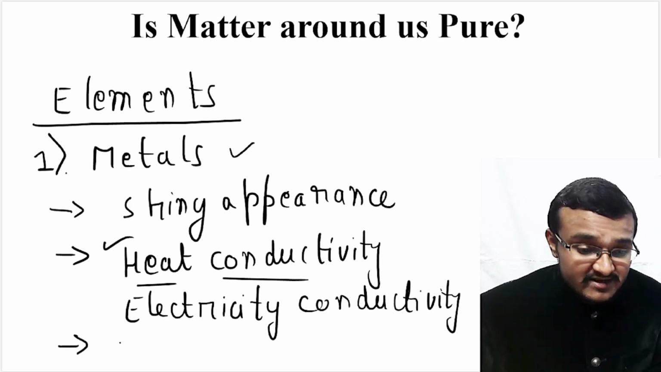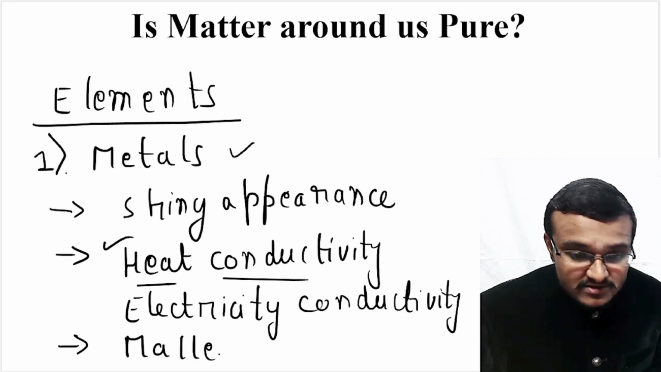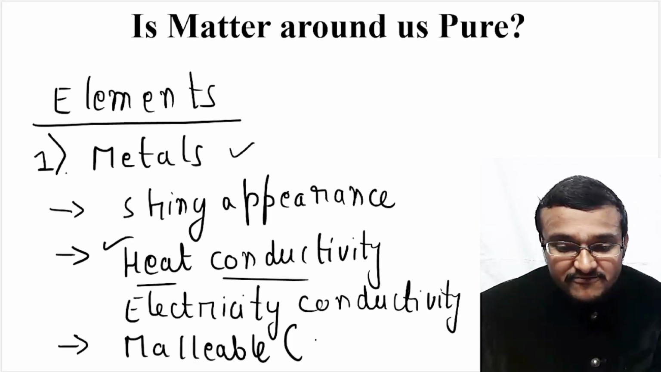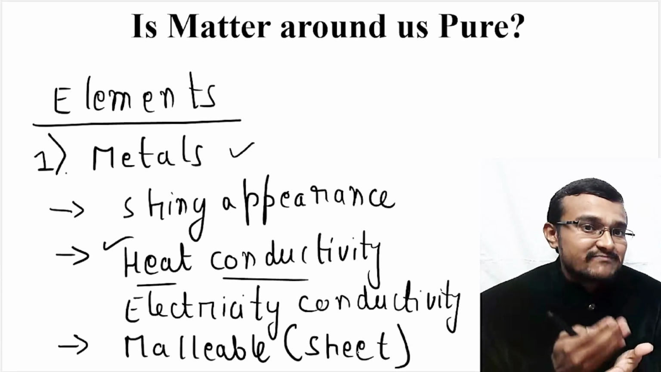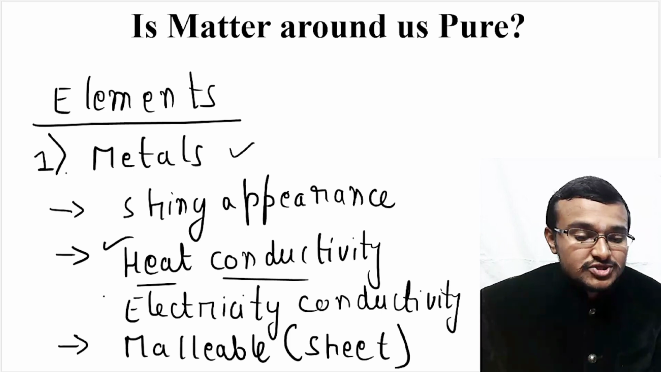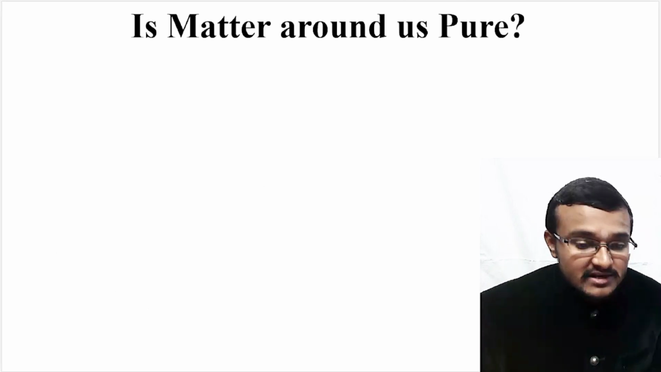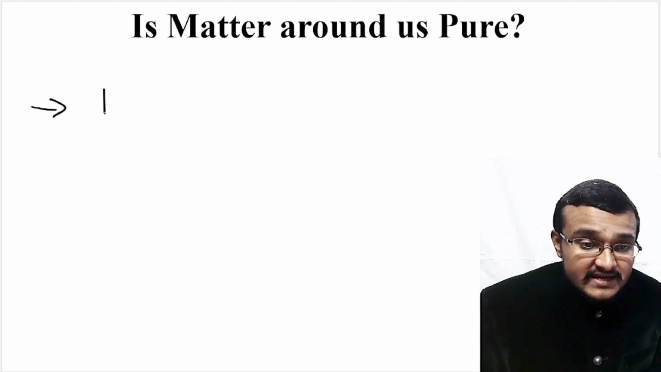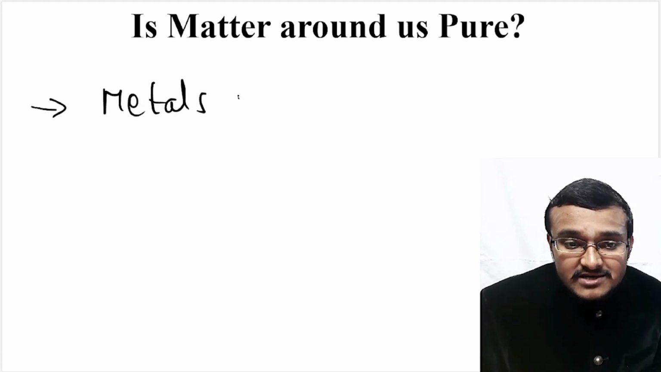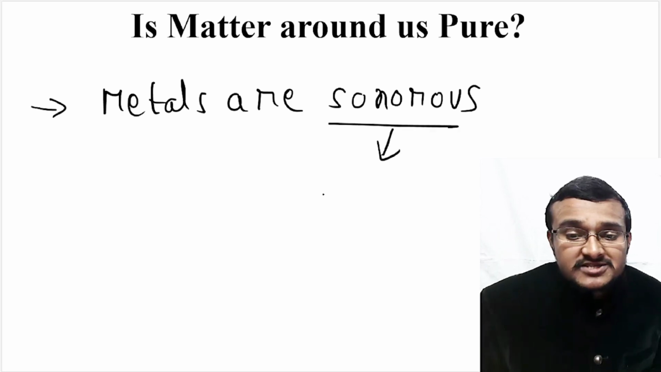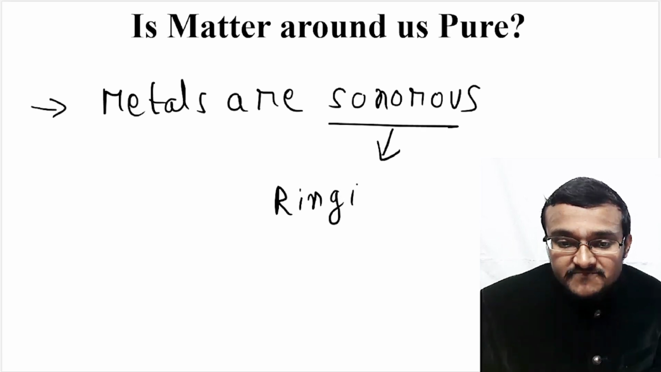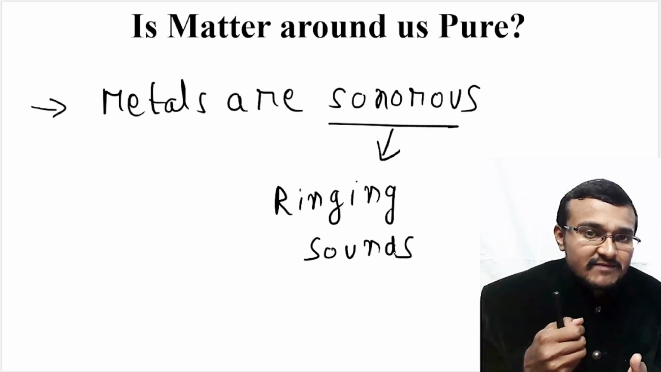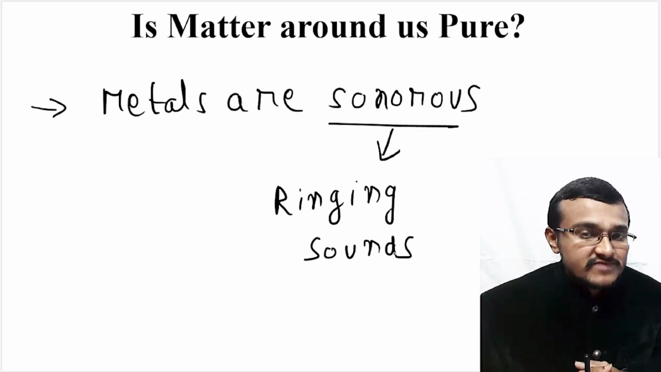So coming to the third property of metals, they are actually malleable. So what do you mean by malleable? They can be formed into sheet kind of thing. That means they can be hammered and they can be made into a desired shape. So that's why this kind of metals are malleable. So this is third property. And coming to the fourth property, metals are sonorous. So what do you mean by sonorous? Sonorous means a particular object which can produce ringing sounds when it is hit. So if you hit a particular metal, you will find a ringing sound is coming out of that particular metal.